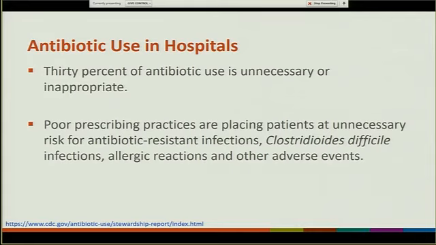Examples of inappropriate use include excessive broad-spectrum therapy for empiric therapy when it's really not appropriate, not de-escalating or narrowing the spectrum of therapy when you have culture data, or prolonged duration of therapy. These poor prescribing practices place patients at unnecessary risk for antibiotic-resistant infections, C. difficile infections, allergic reactions, and other adverse events.